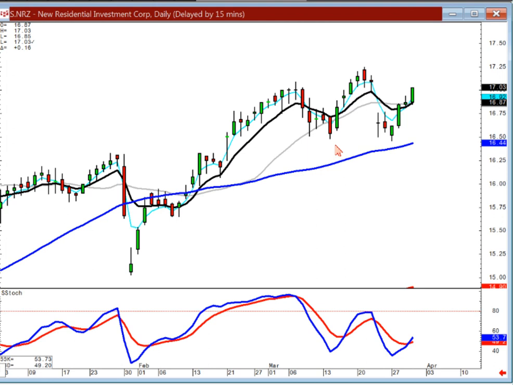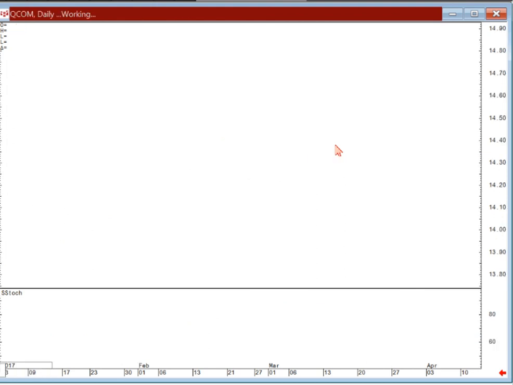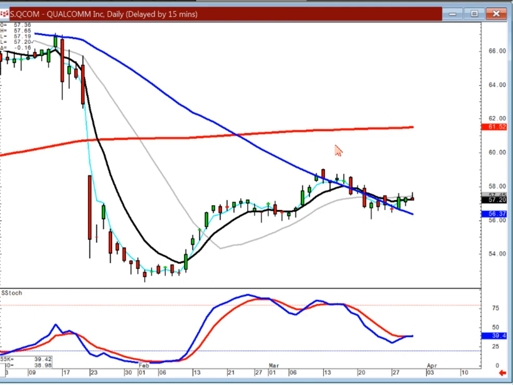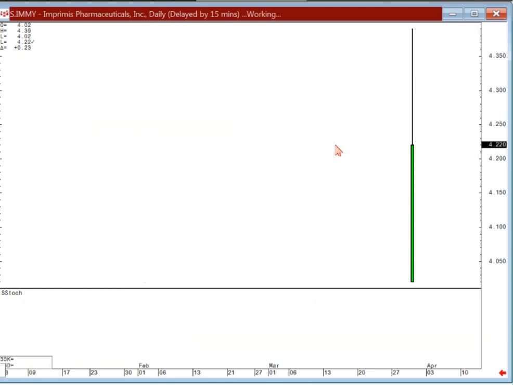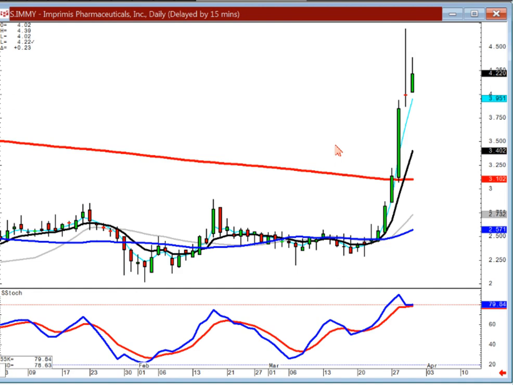QCOM, nothing here to get excited about. I'd be someplace else. IMMY, you stay long. After the big doji, it had to open positive and trade positive to stay in it. If I was long, I'd have my stop right now set at this level. It shouldn't come back down through there.